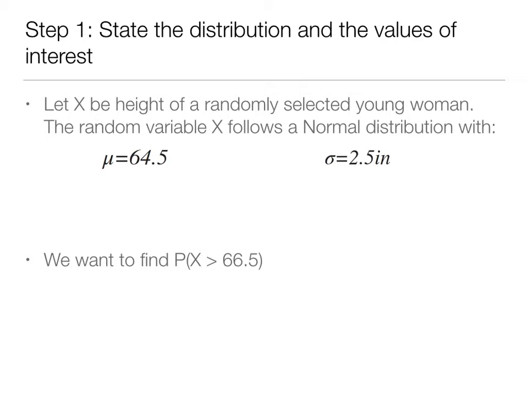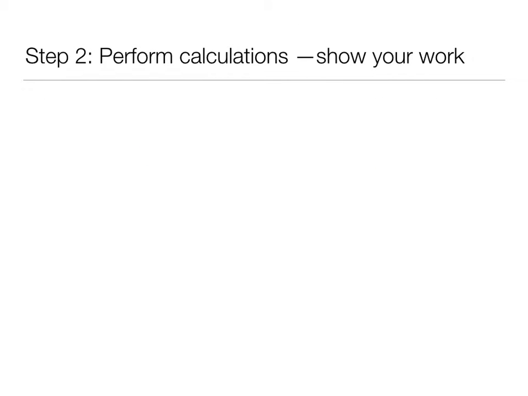We want to find the probability that x is greater than 66.5. Again, this is sort of how you would answer an AP question. They want you to say all the given information in basically stat language, and this is how you would state that information.